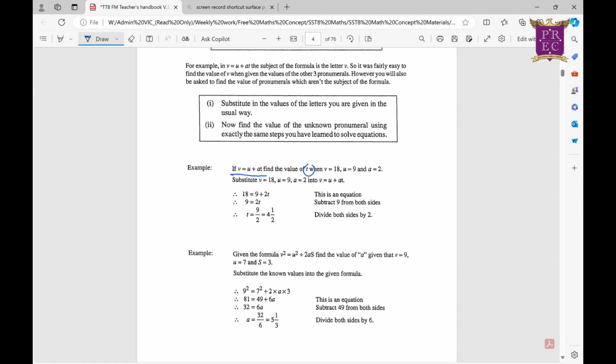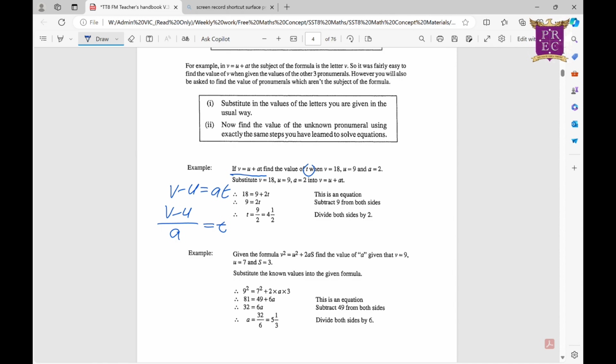How can we do that? First, let's get t by itself. To get t by itself, we need to take away u from both sides. So v minus u is equal to at. And to get t by itself, the only thing left to do is to divide both sides by a. So v minus u divided by a is equal to t. So t is equal to v minus u on a.